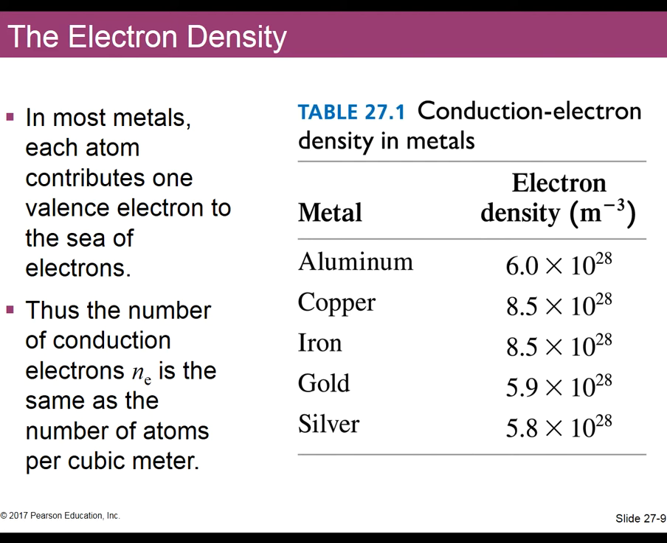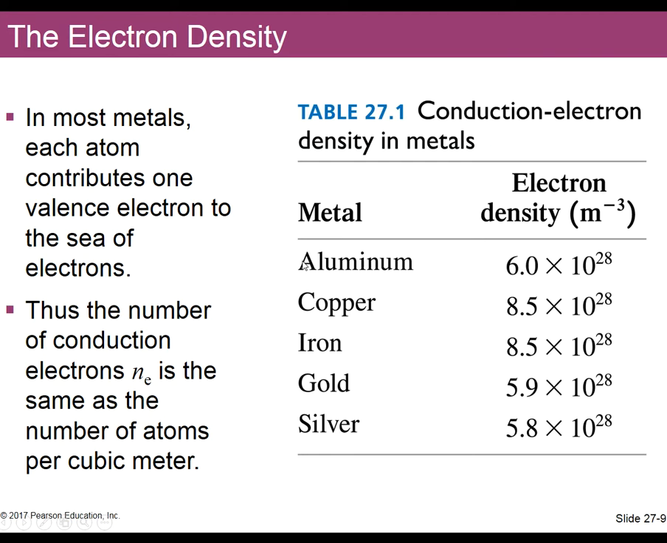The number of conduction electrons, Ne, is the same as the number of atoms per cubic meter. So you can see here that there's a lot of free electrons in a cubic meter, and in a cubic centimeter, which is a factor of 10 to the 6 smaller, something like 6 times 10 to the 22 for aluminum or so. It's close to Avogadro's number, which is 10 to the 23rd.